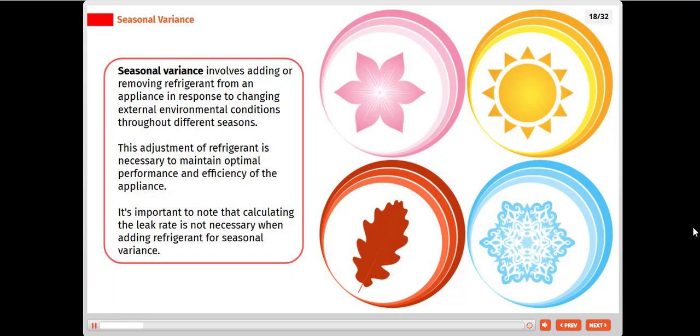Seasonal variance involves adding or removing refrigerant from an appliance in response to changing external environmental conditions throughout different seasons. This adjustment of refrigerant is necessary to maintain optimal performance and efficiency of the appliance. It's important to note that calculating the leak rate is not necessary when adding refrigerant for seasonal variance.